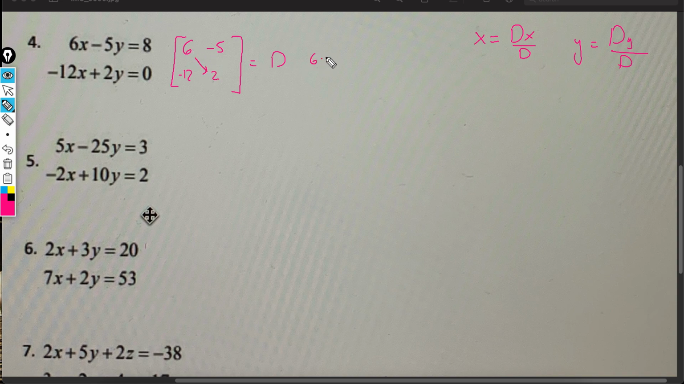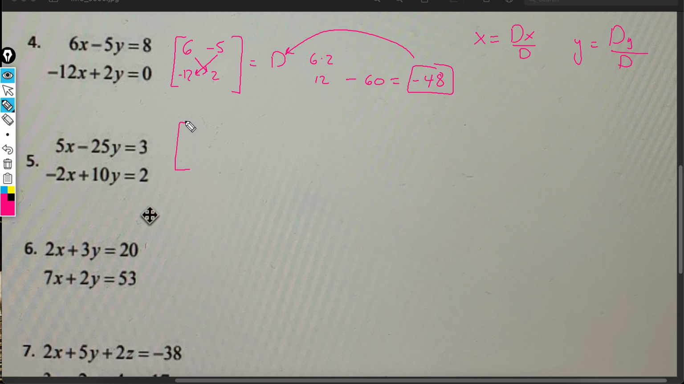6 times 2 gives us 12, minus -5 times -12, which equals positive, because negative times a negative gives us positive 60. What is 12 minus 60? Oops, my hand slipped. Equals -48. This is our main determinant value. So this is going to be our d right there.